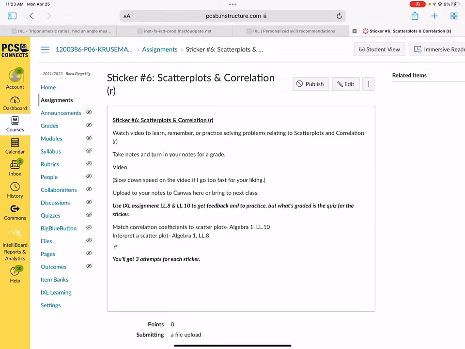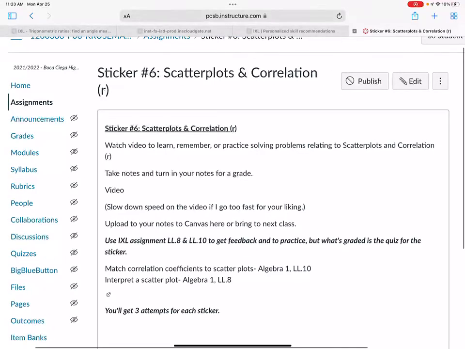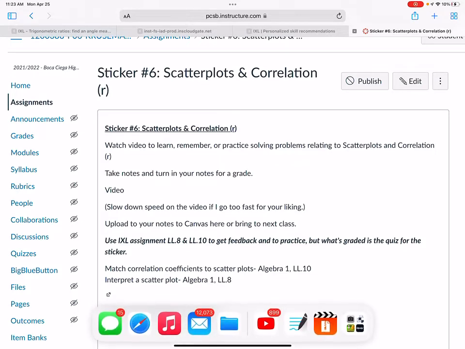Hey guys, we are going to do sticker 6. We also have to do our packet. So this homework period, you kind of have double homework. This should go really quick though. It says, watch the video and learn or practice relating to scatter plots and the correlation. Take notes and turn in those notes for a grade. You can turn them into Canvas or bring to the next class. I'm going to be practicing LL8 and LL10, and that's what sticker 6 will be on next class.